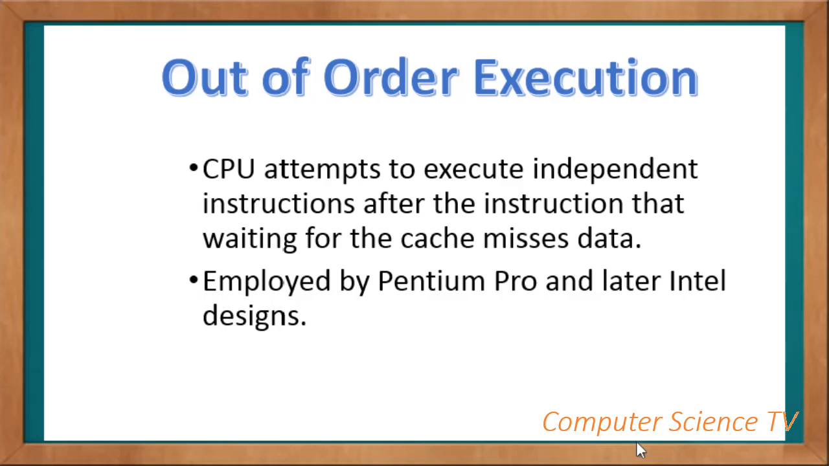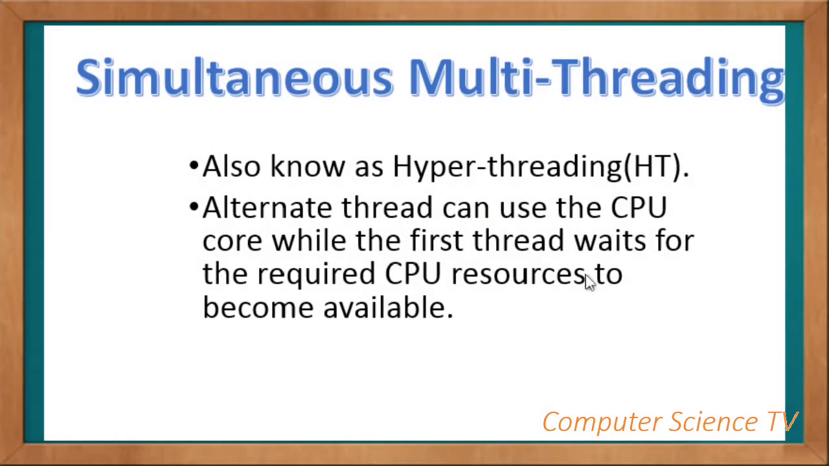If we're talking about out of order execution, all we mean is that the processor is going to attempt to execute independent instructions after the instruction that is waiting because the cache missed the data. This is a technique employed by the latest Intel designs as well as the Intel Pentium Pro. The second technique is simultaneous multi-threading, also known as hyper-threading. With this technique, alternate threads can use the CPU core while the first thread is waiting for the required resources to become available.